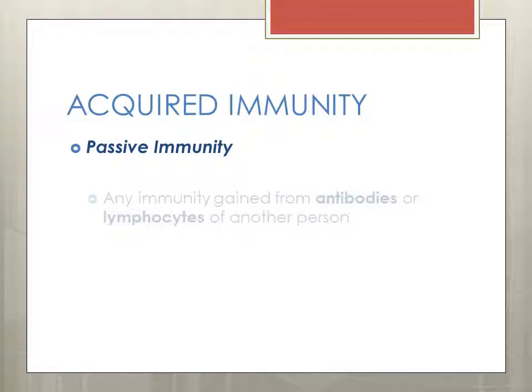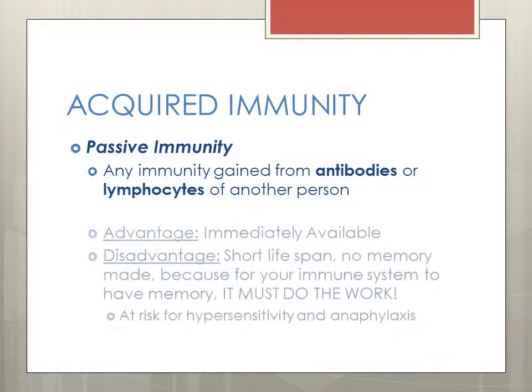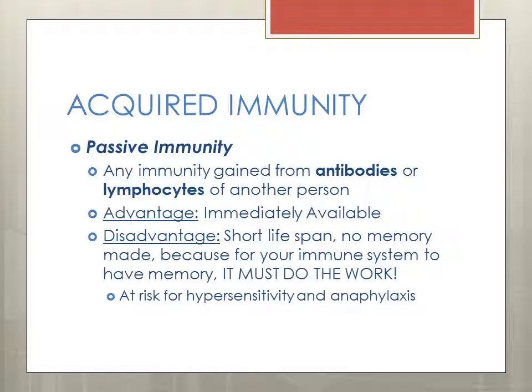Now, what is passive immunity? It is any immunity gained from antibodies or lymphocytes of another person. And the most common example of passive is breastfeeding, a mother passing on her antibodies onto her baby. Now, the advantage is that it's immediately available, but the disadvantage is that it has a short lifespan. No memory is made because for your immune system to have the memory, it must do the work.